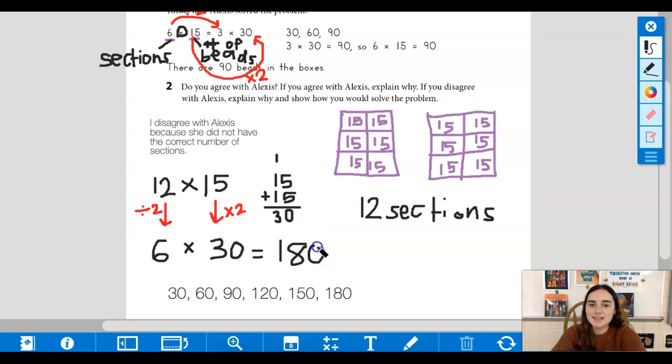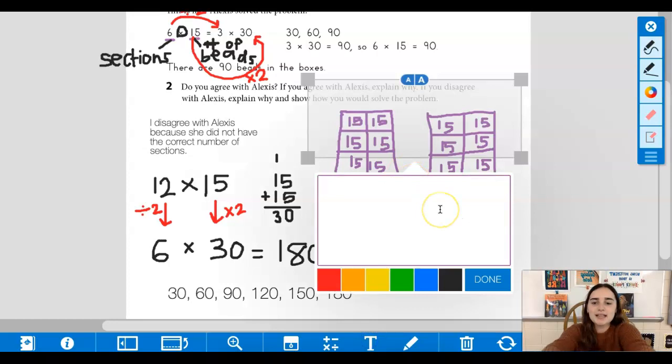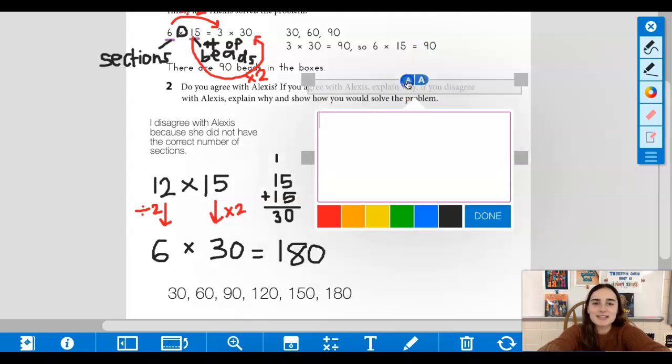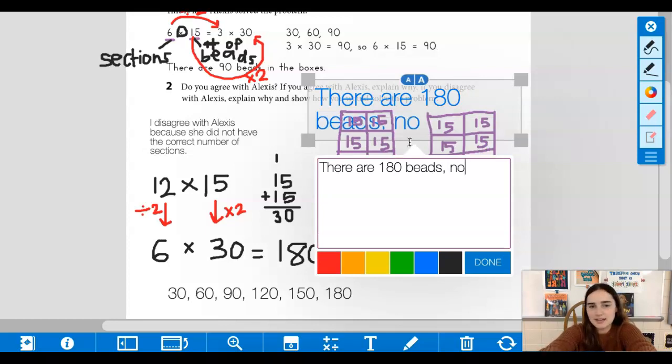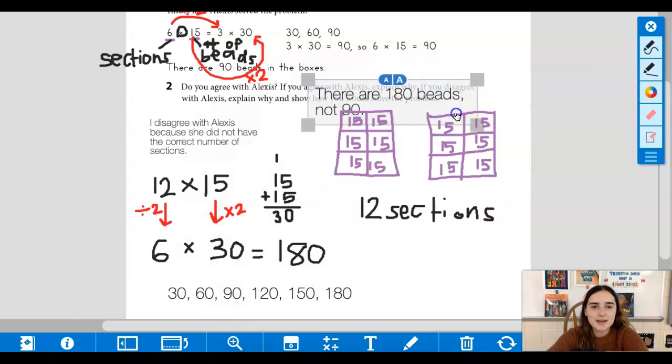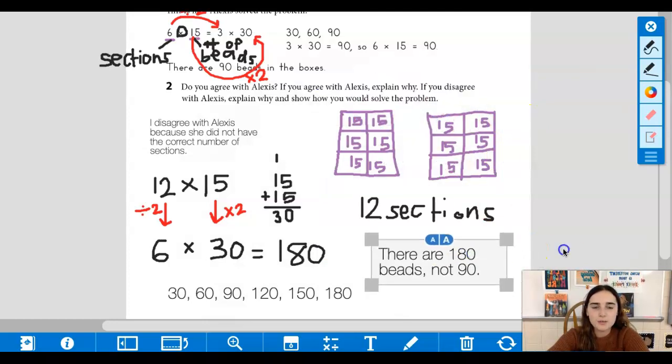So to wrap it up, we know that Alexis, we disagree with Alexis because there are 180 beads, not 90. That is how we can show all of our work for that problem. Nice job, 4th grade.